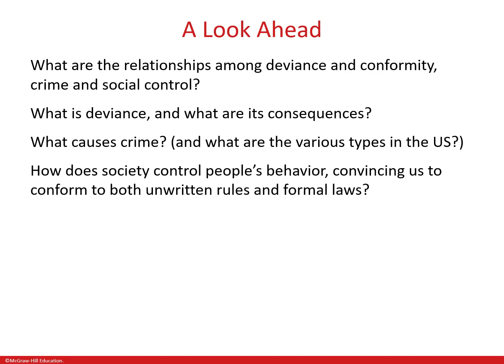The questions we will ask ourselves are, what are the relationships among deviance and conformity, crime, and social control? So how are these concepts related? What is deviance and what are its consequences? Then we're going to talk about what causes crime. What are the various types of crime in the United States? And lastly, how does society control people's behavior, convincing us to conform to both the unwritten rules and the formal laws?